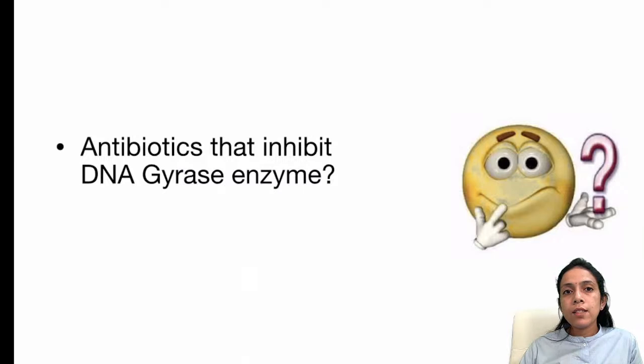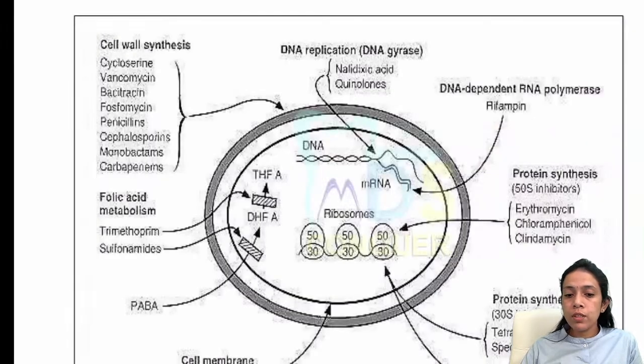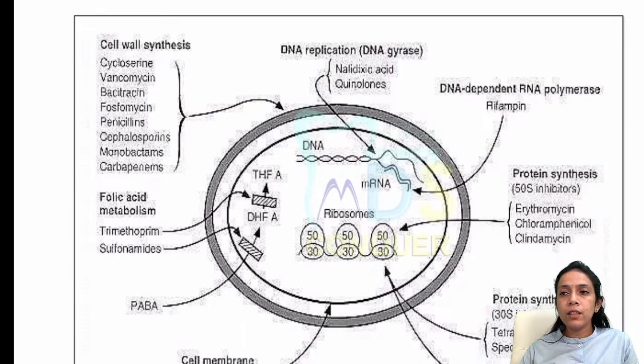Antibiotics that inhibit the DNA gyrase enzyme. Name the group of antibiotics that inhibit the DNA gyrase enzyme. Very good. It is fluoroquinolones or quinolones. So here are the various antibiotics and their specific mechanisms of action, as you can see in the picture.